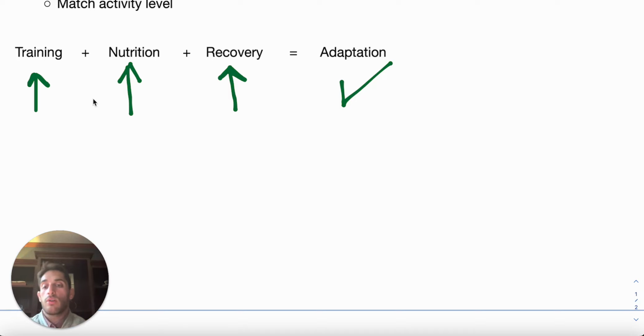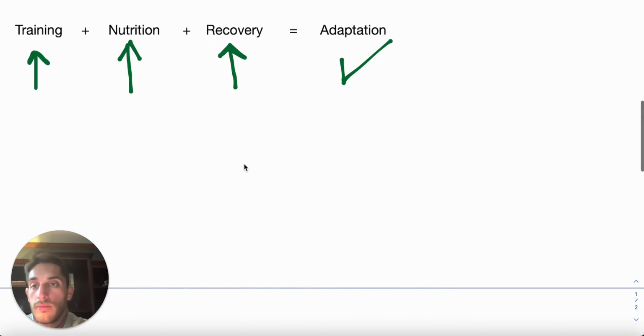So if you're training more, then you need to eat more. You're going to boost your metabolism. You're going to build more muscle. And then as long as you're boosting your recovery with this, then you're going to get the adaptations that you're looking for.